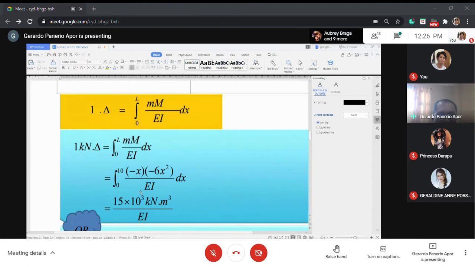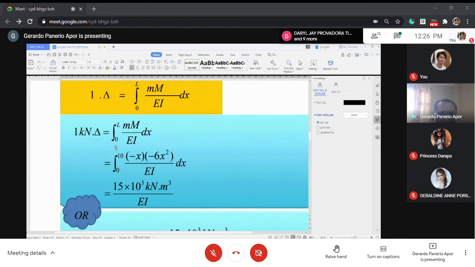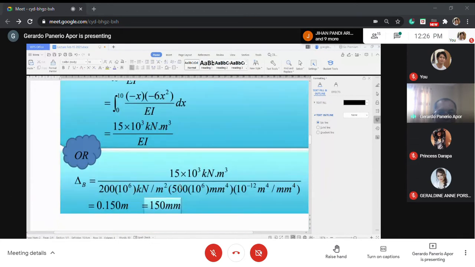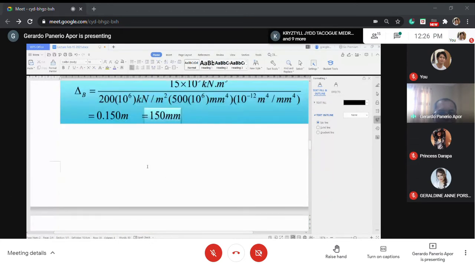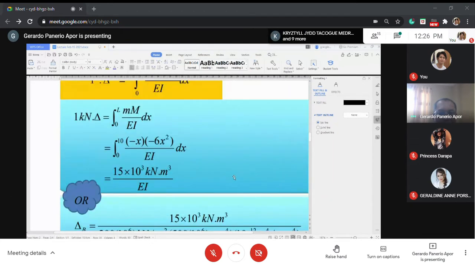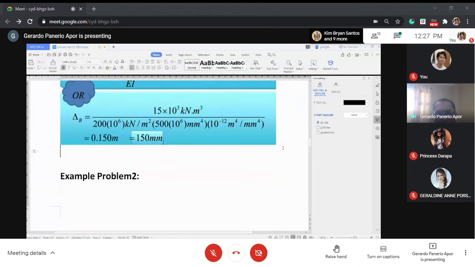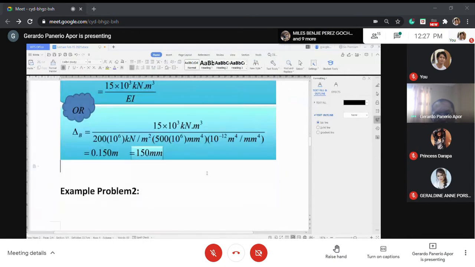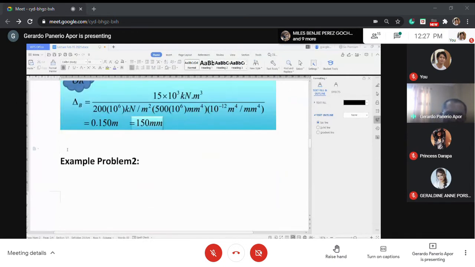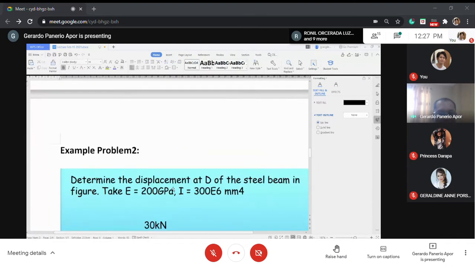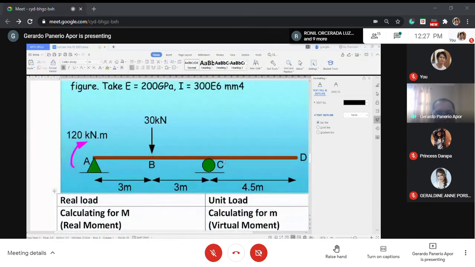Then integrating it, you will have 0.15 meter. That's the deflection at B. So that's how we get it. That's just a recap of what happened last week. I make it smaller. Don't worry, because I am going to upload this.